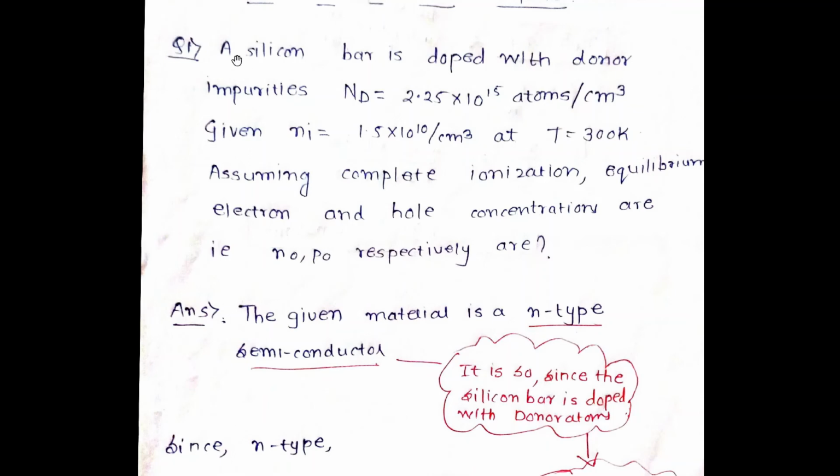The question says a silicon bar is doped with donor impurities Nd. So what do you understand by this? Since it is doped with Nd, donor impurities, it is an N type semiconductor. They have given you the value of ni, the intrinsic concentration, as 1.5 into 10 raised to 10 per centimeter cube at temperature 300 Kelvin. Assuming complete ionization, what are the equilibrium electron and hole concentrations?